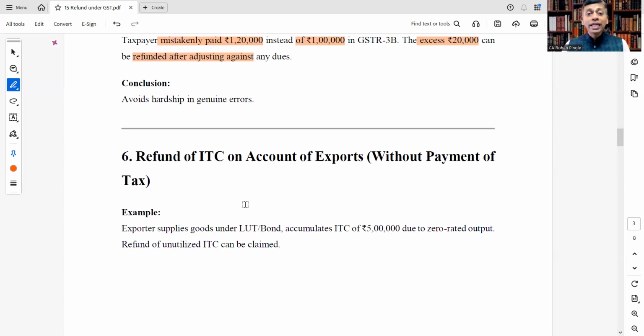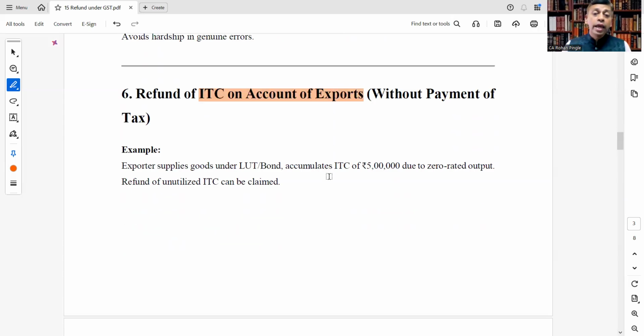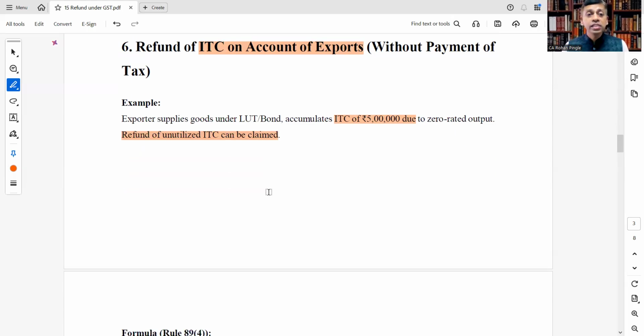Then refund of ITC on account of exports, that is without payment of tax. Let's say, as an example, an exporter supplies goods under LUT or bond and accumulates ITC of rupees 5 lakh due to zero rated output. There is no output tax, so that ITC is accumulated at rupees 5 lakh. So refund of unutilized ITC can be claimed in case of exports without payment of tax.